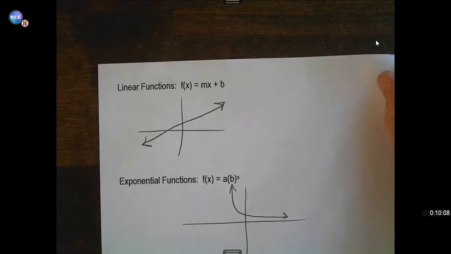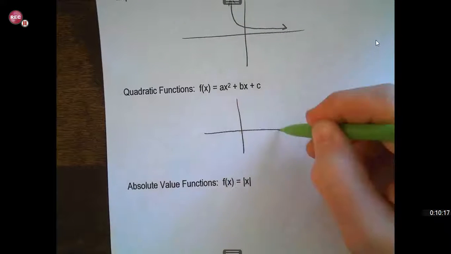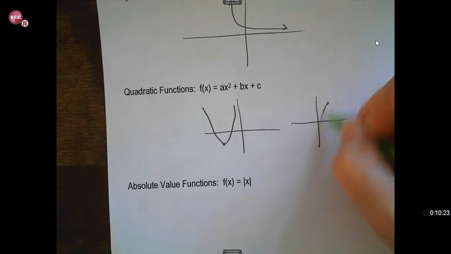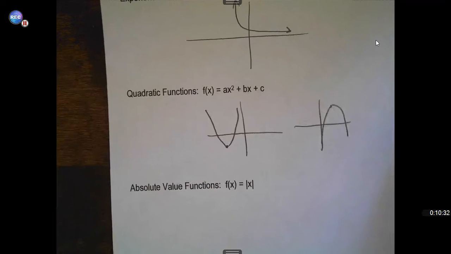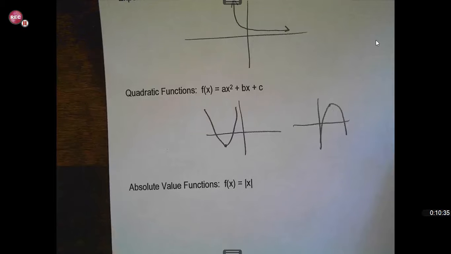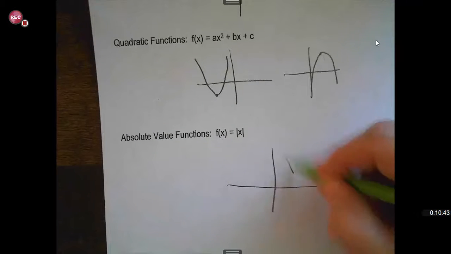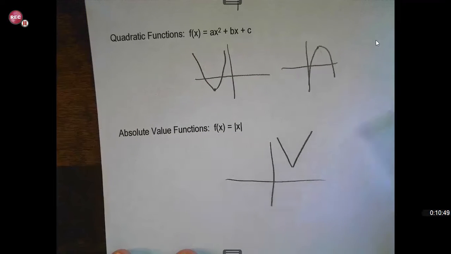And then quadratic functions in standard form. The graph of a quadratic function is a parabola. It can open up. It can open down. It can have x-intercepts. It does have a y-intercept, and has a vertex, which could be a maximum or a minimum. And we can also express that in graphing form. And then absolute value is the V. And we can translate that just like we can translate the quadratic functions.